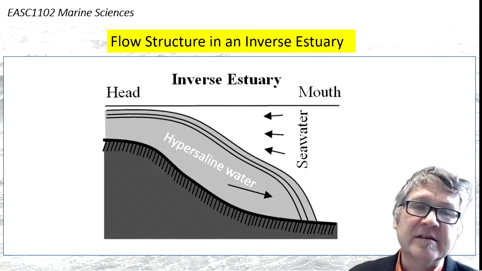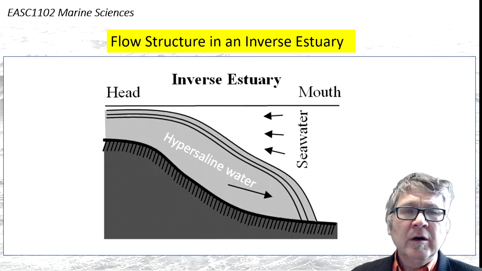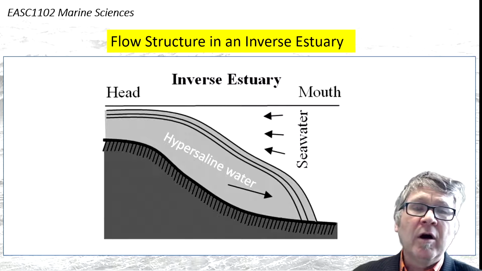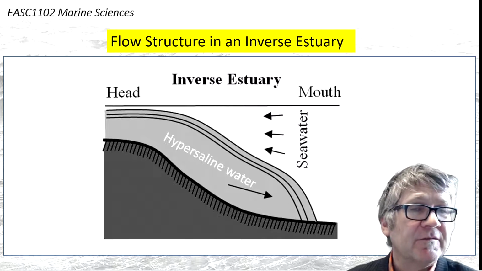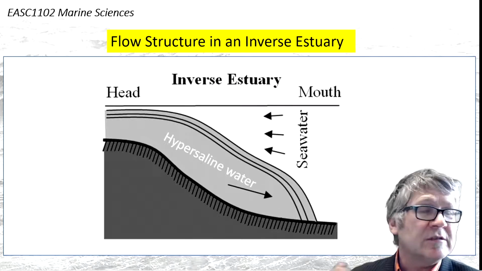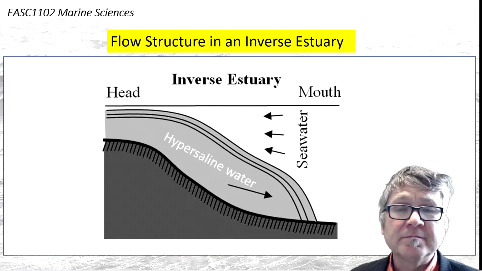So the tides in Spencer Gulf and Gulf St. Vincent only move water back and forth over, say, 5 to 10 kilometers, maximum 10 kilometers back and forth, which is a relatively short distance compared to the total length of the estuary.